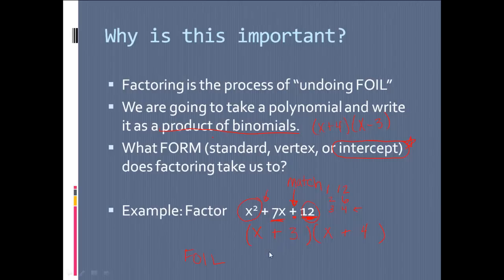So I'm going to go ahead and FOIL this out, and I'm going to get x squared plus 4x plus 3x plus 12. And when I simplify that, I have x squared plus 7x plus 12. And you want to check, is that what I started with? So the x squared plus 7x plus 12 matches identically what I get when I FOIL these back together. So this is actually the correct answer. My factored problem would be x plus 3 and x plus 4.